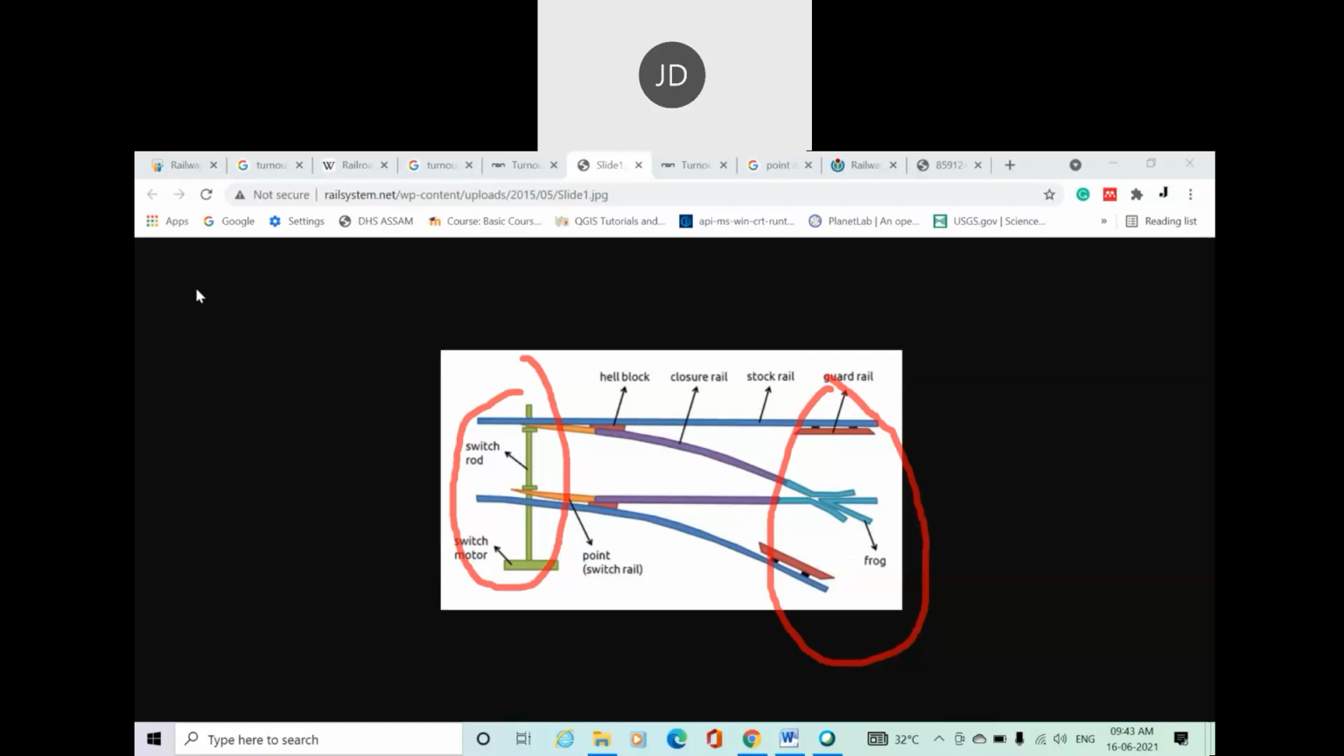Some components are already shown here. You can see this is a stock rail. This one is a stock rail, this one also you can say stock rail, this one, this color, stock rail. The basic significance of stock rail is what? They are permanent, they are fixed, they will not change. They are permanent rails there.